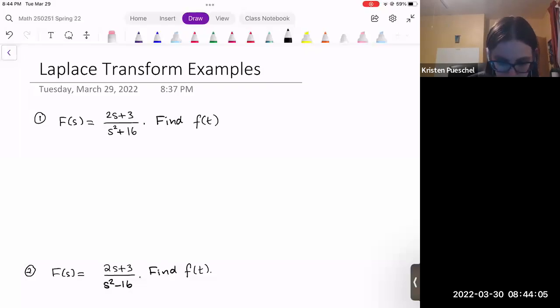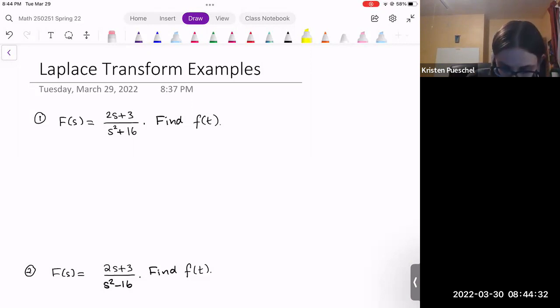In these videos, we're going to look through a couple of examples of finding inverse Laplace transforms. So we're starting off here with F(s) = (2s + 3)/(s² + 16), and we want to find the inverse Laplace transform. Okay. When we're looking at this, you're going to have your sheet of Laplace transforms and their inverses seated next to you.